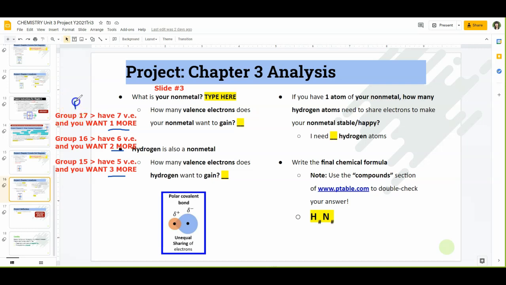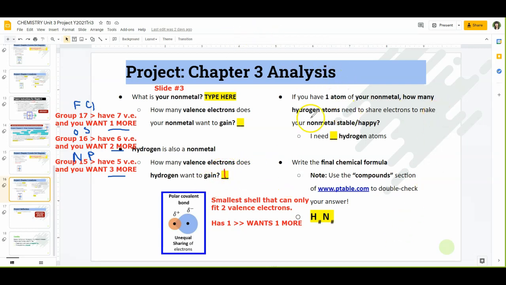Group 17 was fluorine, chlorine. Group 16 was oxygen, sulfur. Group 15 was nitrogen or phosphorus. Okay. Hydrogen is also a nonmetal. We talked about how many valence electrons hydrogen wants to gain. Remember, hydrogen only has the smallest shell that can only fit 2 valence electrons in order to be happy and stable. Hydrogen currently has 1 of those 2 valence electrons, which means that it wants 1 more. So everybody's answer here should be that each hydrogen wants 1 more valence electron, which we saw in our diagram.